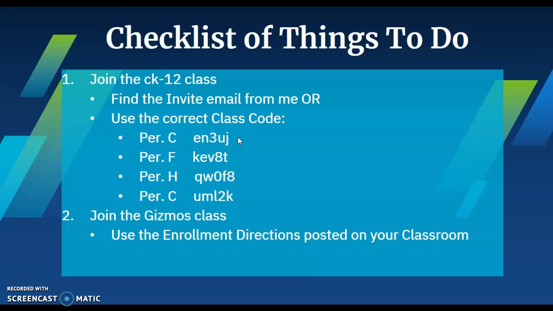If you have period C science, here's your code EN3UJ. If you have period F, you are KEV8T. If you're period H, you are QW, that's a 0, F8. And if you're period C, you are UML2K. So make sure you join the correct CK12 class.